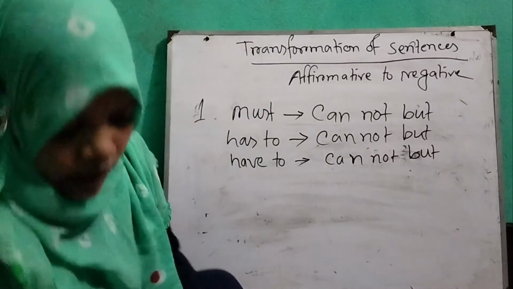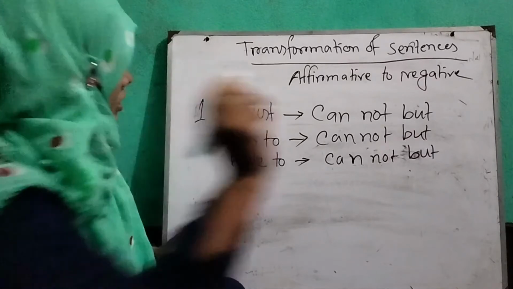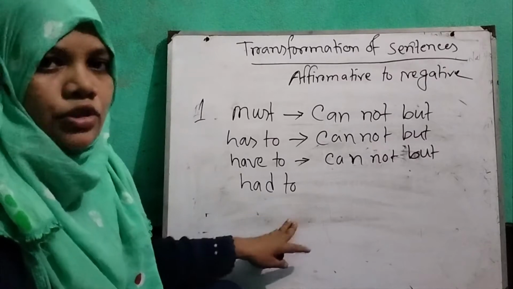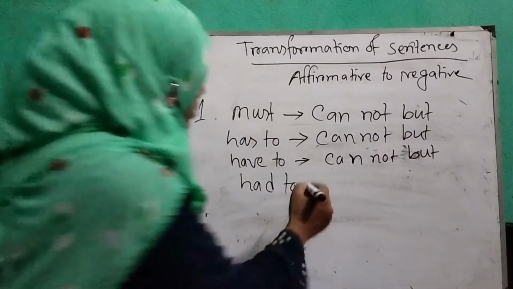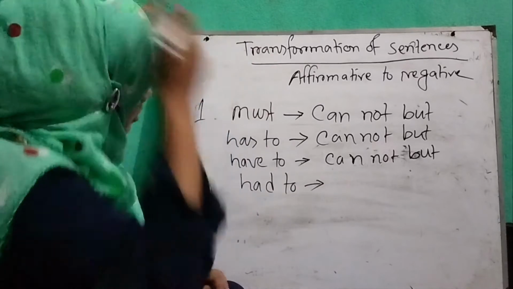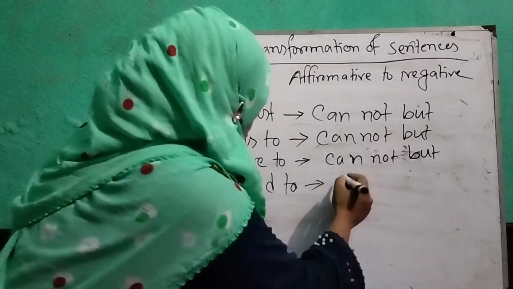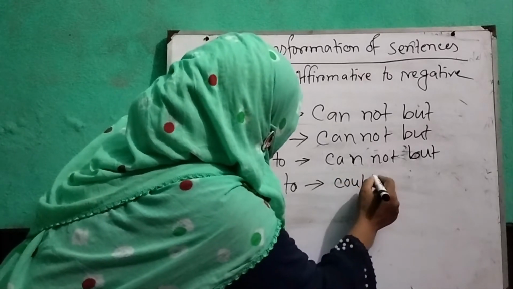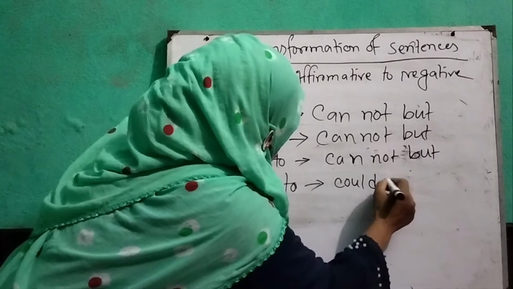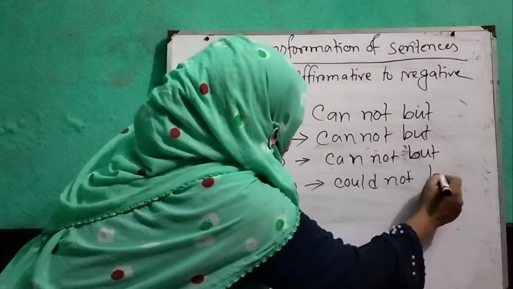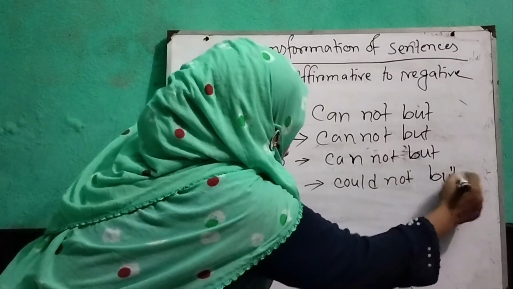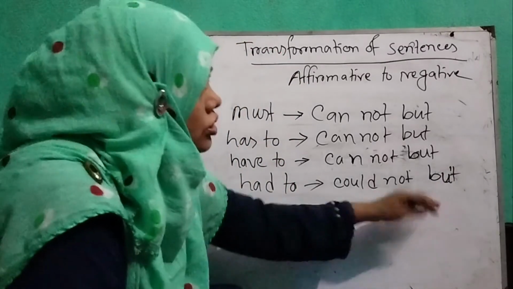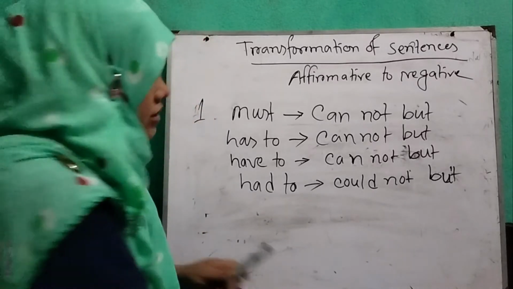One thing is, student, if there is had to in an affirmative sentence, it will be could not but. Okay. If there is had to, it will be could not but. So let's practice.